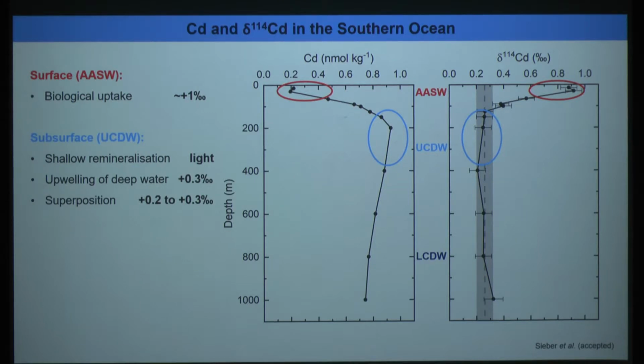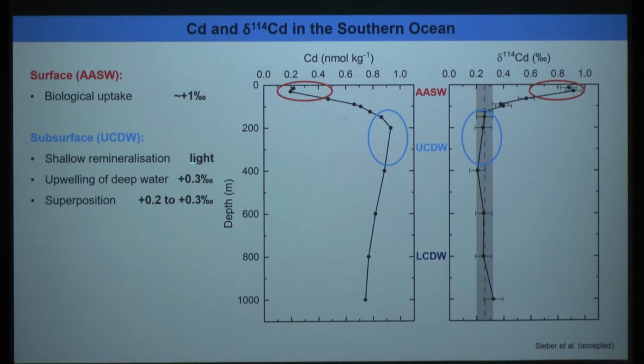But if you remember the biological pump, the one-dimensional cycling, you would also expect anything that's been taken up in the surface to regenerate somewhere around this depth again. So you would release cadmium. And since you take up the light cadmium in the surface, and you're left with the heavy in the surface, you would expect a light remineralization at this depth. However, we see this cadmium maximum is pretty much like anything below. There's no specific light signal or anything.